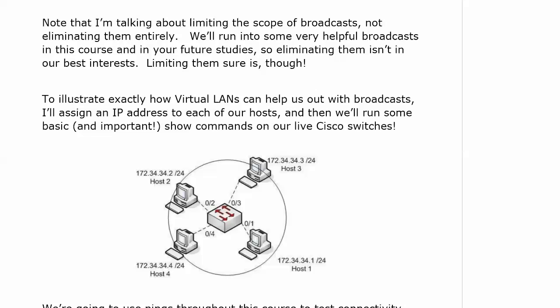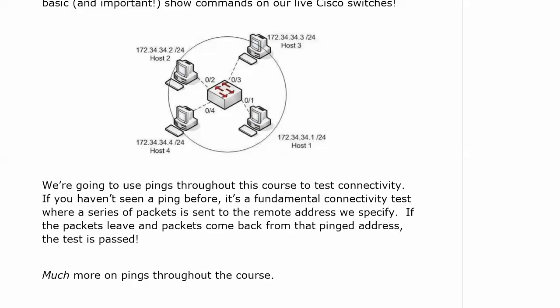Now, we're going to use pings throughout this course to test connectivity, because when it comes to troubleshooting, that's just about the first thing you're going to do: test the connectivity. Is there basic IP connectivity here? If you haven't seen a ping before, you're going to see one here very shortly. What we're doing is sending out 5 ICMP packets to a given IP address just by typing ping and then the IP address. If the packets reach their destination and come back, we're going to see exclamation points. And we like exclamation points in this business.